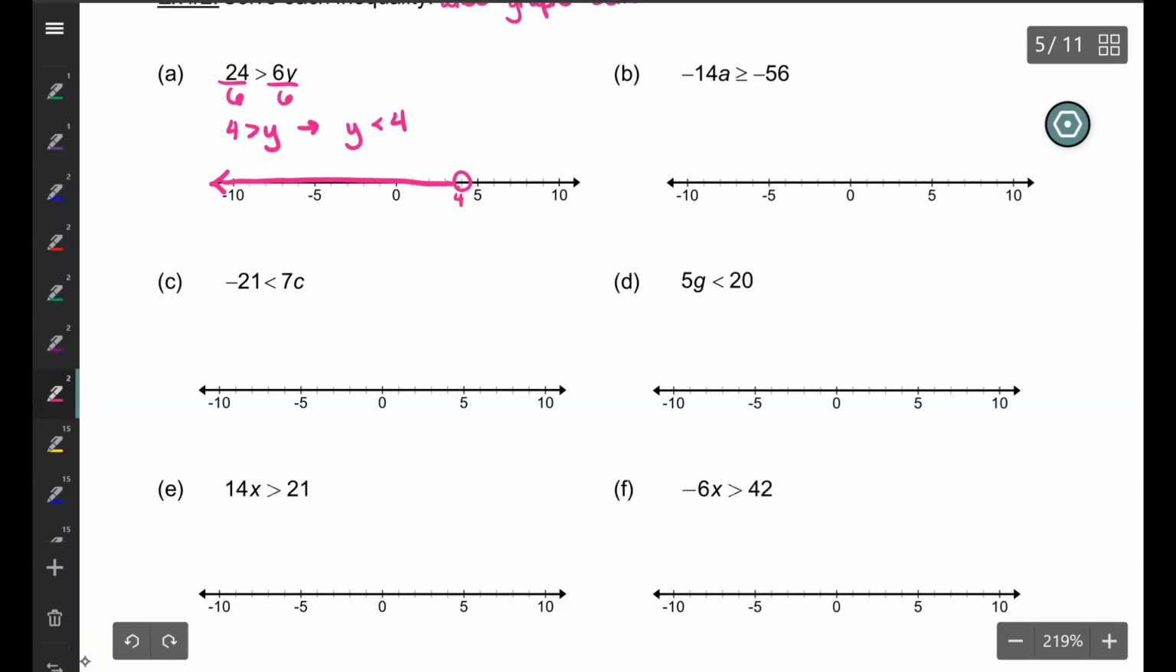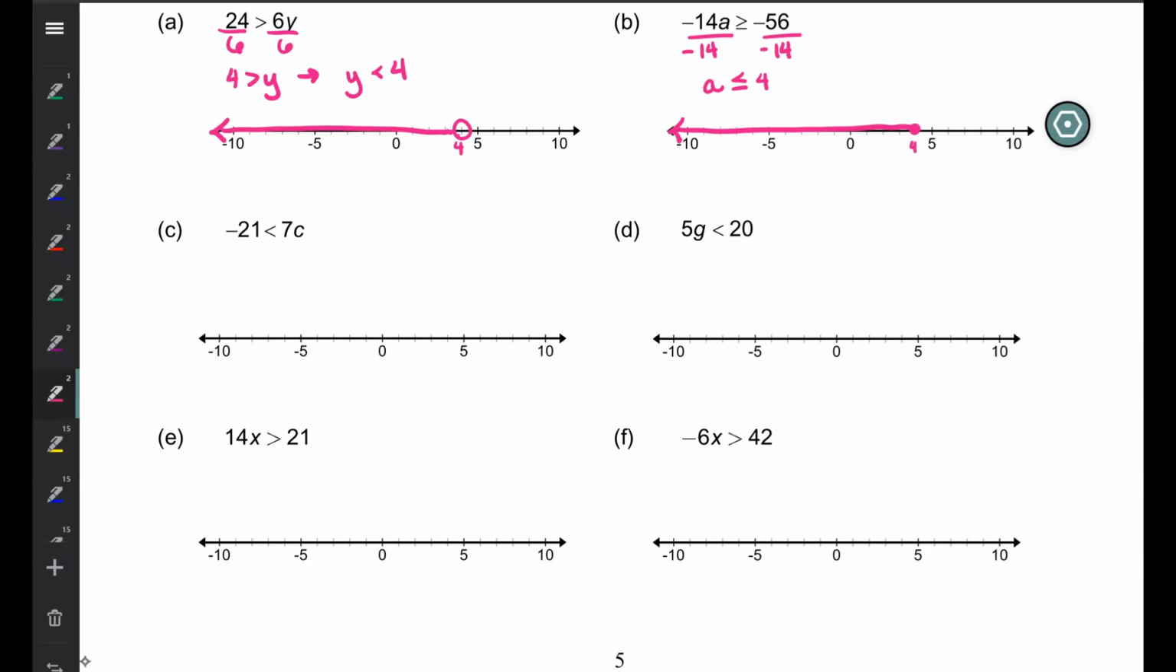Okay, so we have negative 14a greater than or equal to negative 56. We're going to divide both sides by negative 14. So negative 56 divided by negative 14 is going to give us a positive 4. And since we divided both sides by a negative, that's going to switch this to less than or equal to 4. So here's 4. We're going to put a closed circle, less than or equal to, so we're going to shade left.